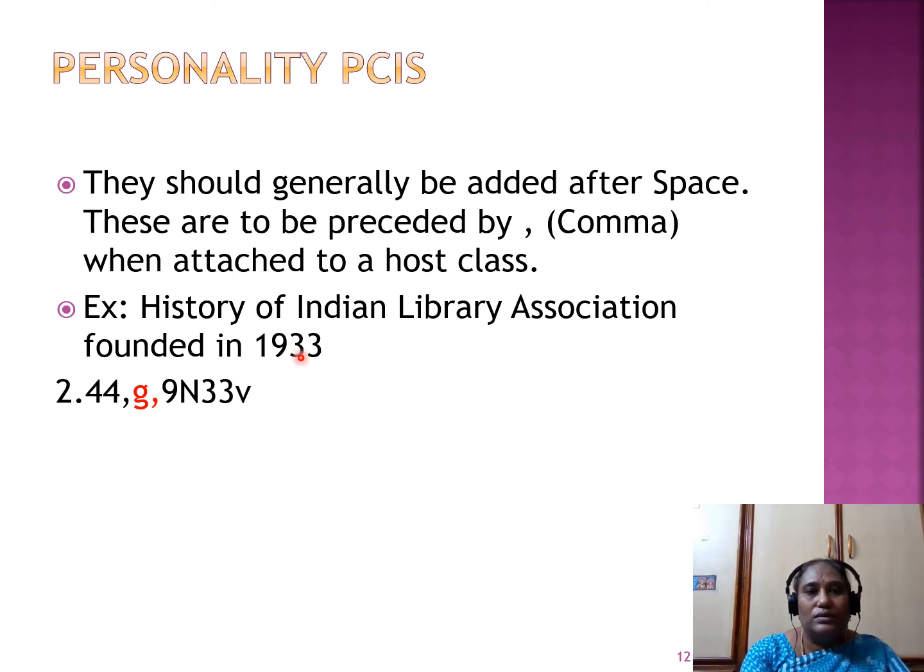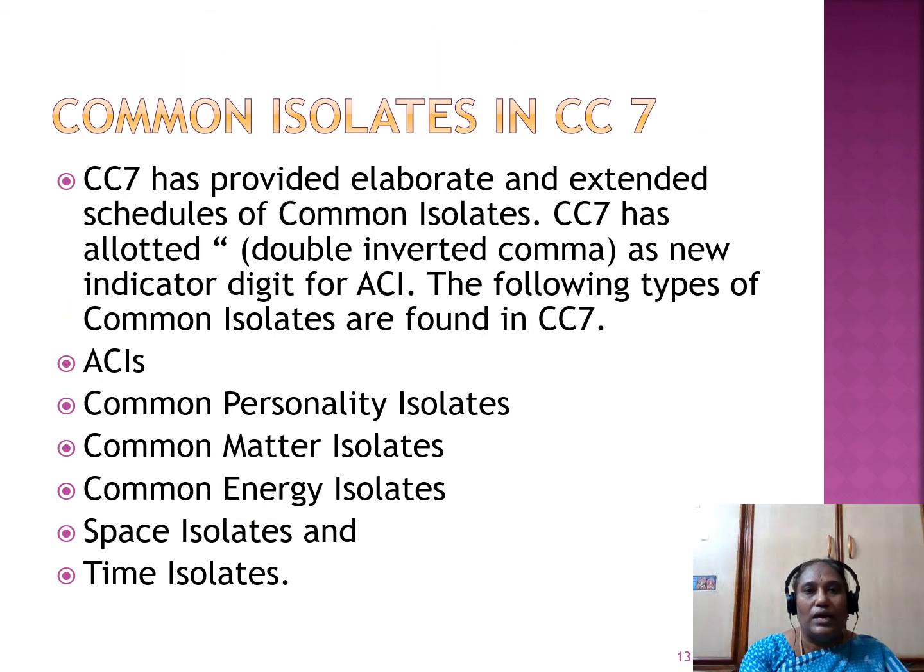9N33V. So this is 1933, and V for history: history of the Indian Library Association, founded in 1933. So here small g, which is represented as comma G after space, is a personality posteriorizing common isolate. So these two are posteriorizing common isolates.